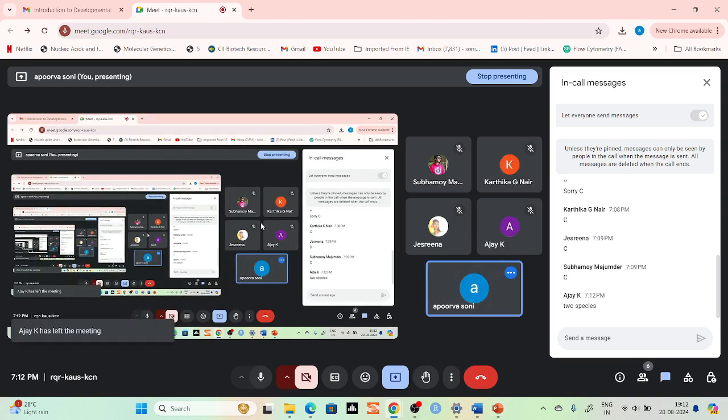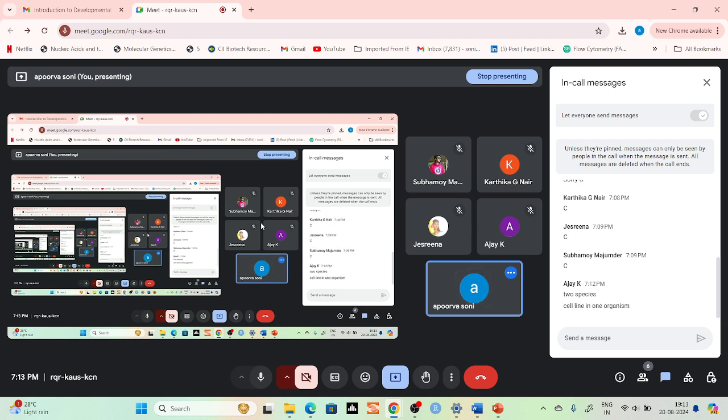Anybody? So Ajay has answered two species. Okay. Anybody else who would like to answer? Reena, Kartika, Shubhamoy, anything else that you could think of? Think, cell line in one organism.